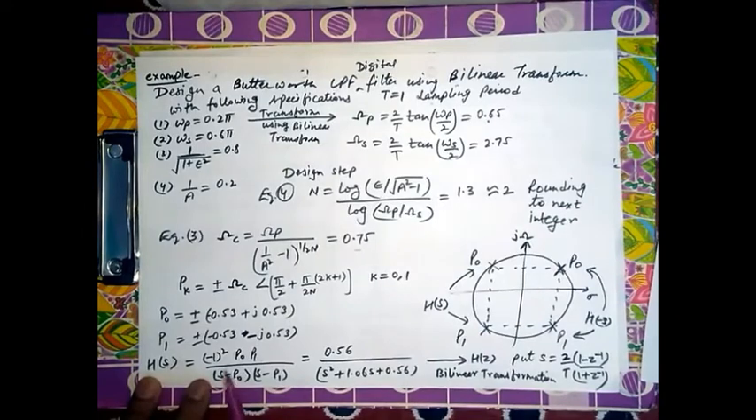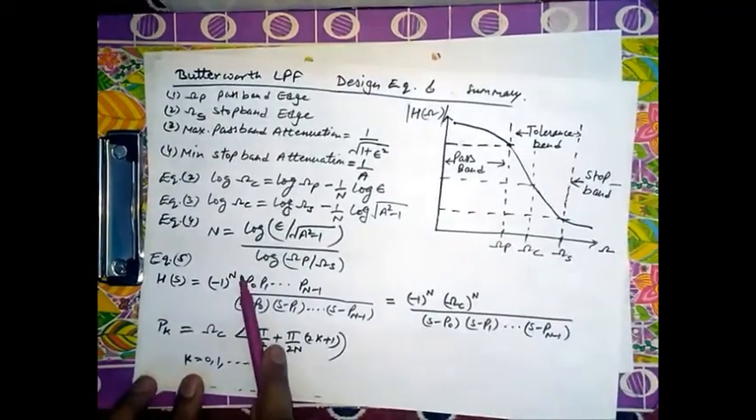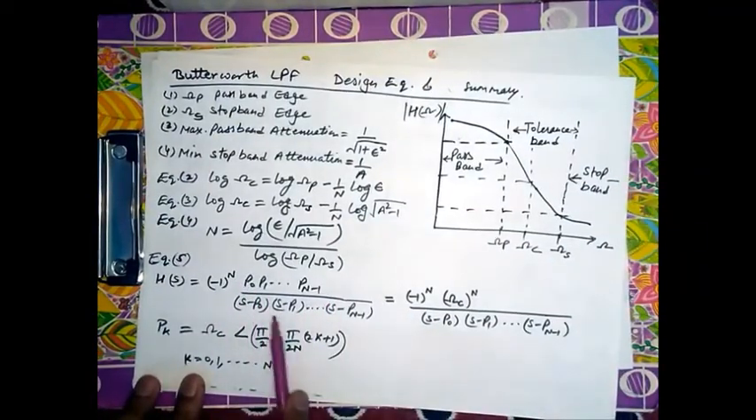So these poles are minus 0.53 plus and minus j, and the real part on both sides should be negative. These poles are taken and multiplied as per the formula directly: minus 1 raised to power n, P0 P1, over (s minus P0)(s minus P1).